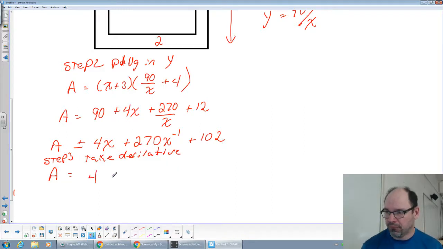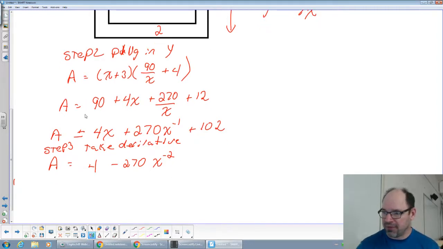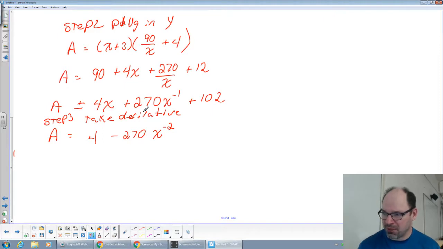Okay, you have to be careful with this one. When you take the derivative of this one, we got to take the negative out front, negative 270 x to the power of negative 2, right? And the derivative of that is just 0. Okay, and then we have A prime, I should put in there. Now we have to set the derivative to 0.